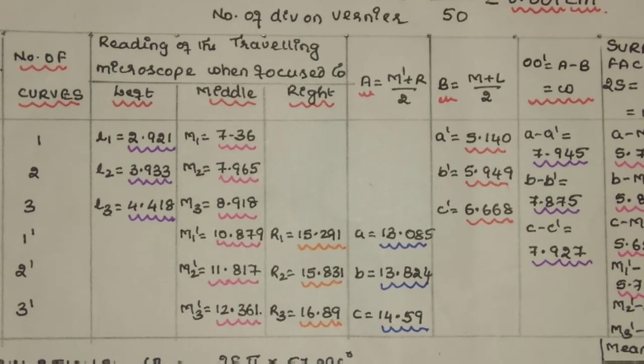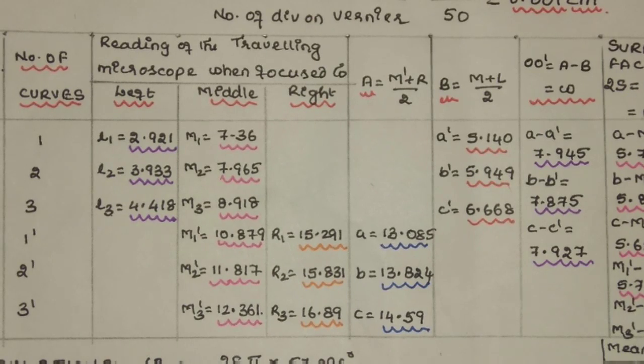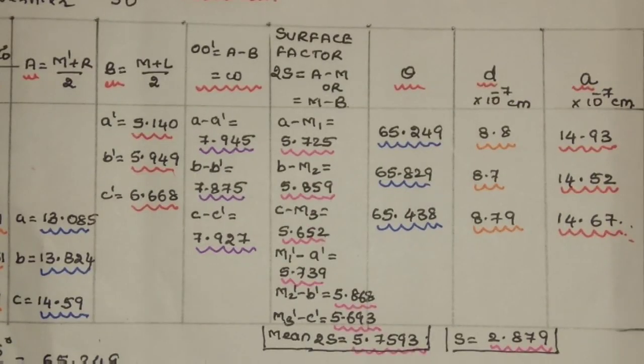And these are the number of curves we are observing here, and these are the readings of the left, middle and right. And finally we are calculating A and B, and we are calculating the value of omega. And now we can calculate the value of the surface factor 2S, and mean 2S is to be calculated, and finally we can calculate the value of S, and theta, D and A.